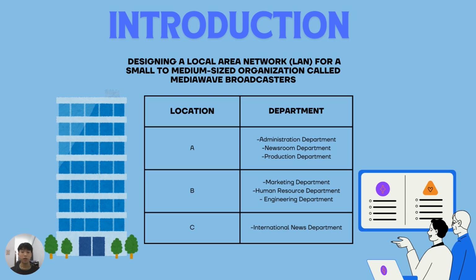We have designed a local area network for a small to medium-size organization called Media Wave Broadcasters. In this organization, they have three locations, which are location A, B, and C. In location A, they have three departments, which are the administration department, newsroom department, and the production department. In location B, they also have three departments, which are the marketing department, human resource department, and the engineering department. And the last location is location C. In this location, they only have one department, which is the International News Department.